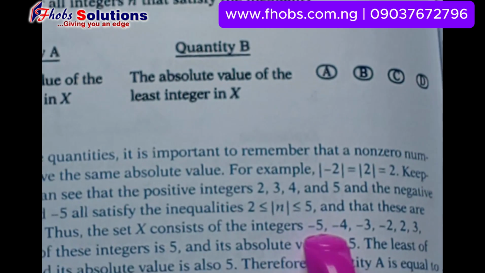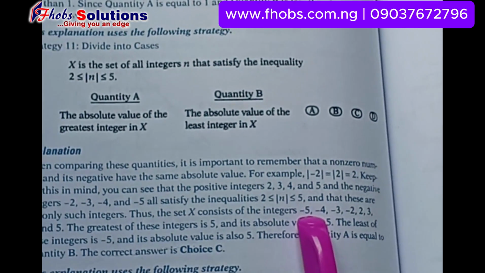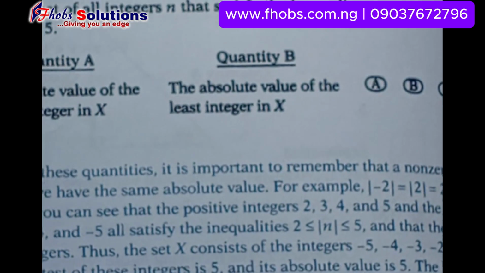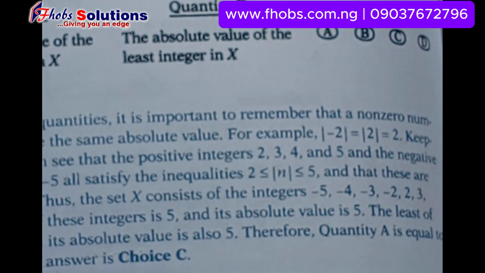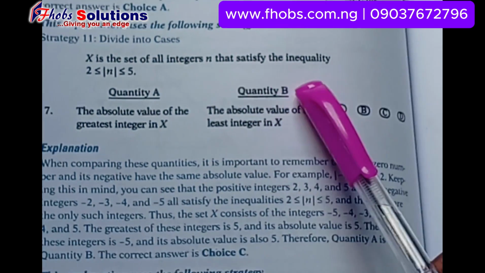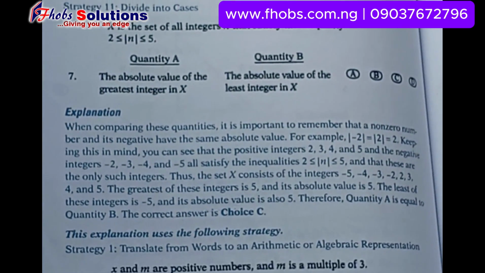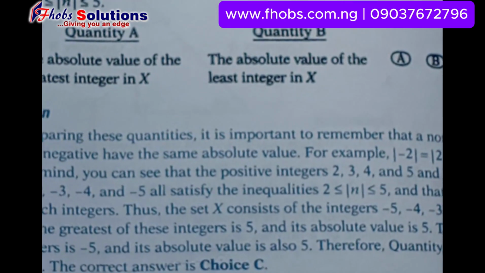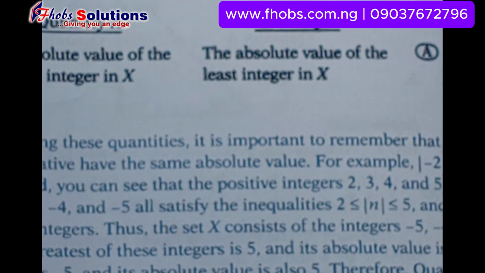The absolute value of minus 5 will also be 5, because we said whether the number is positive or negative, the absolute value will always be positive. So quantity A is 5, quantity B is 5, and we can see that the correct answer to this question is C. Both quantities are equal.